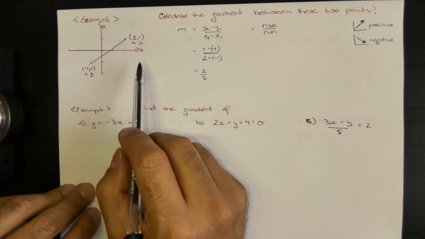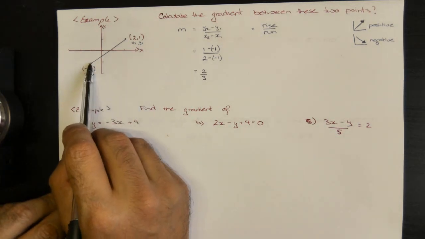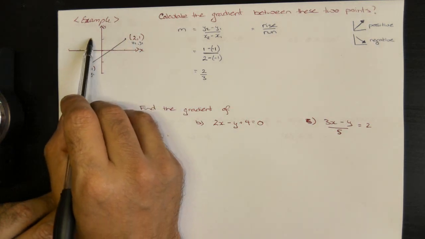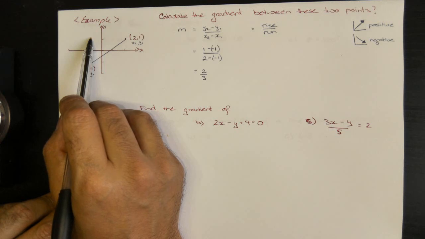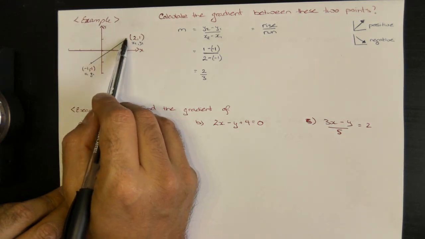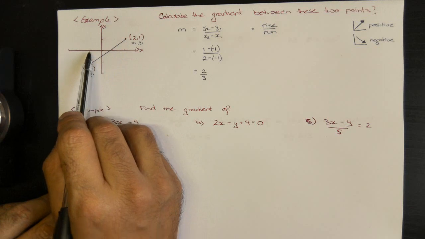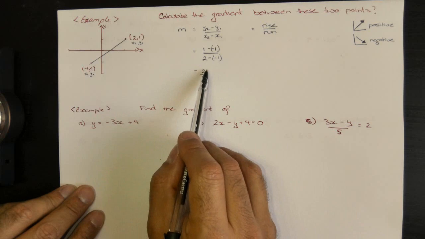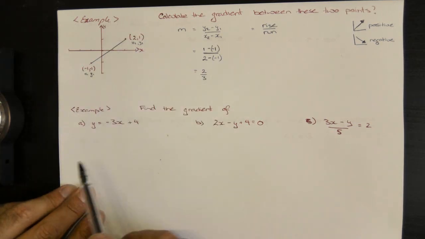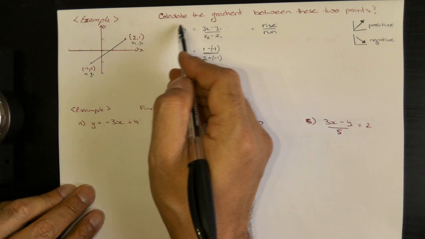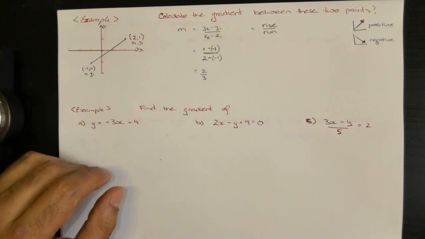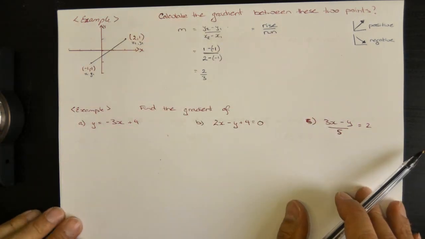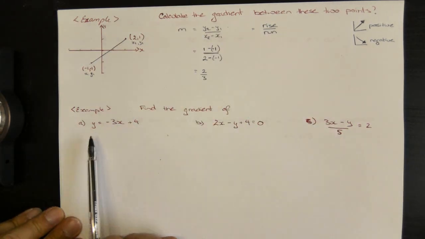So if I had a line, I would count from this point to this point how many steps I would go up. I go 1, 2, and I go across 3 spots, 1, 2, 3. So my gradient is a rise of 2 over a run of 3, and it's in a positive direction. So that's how to calculate the gradient using the formula. The formula is not in our formula sheet, so it's something that you have to remember. Rise over run.